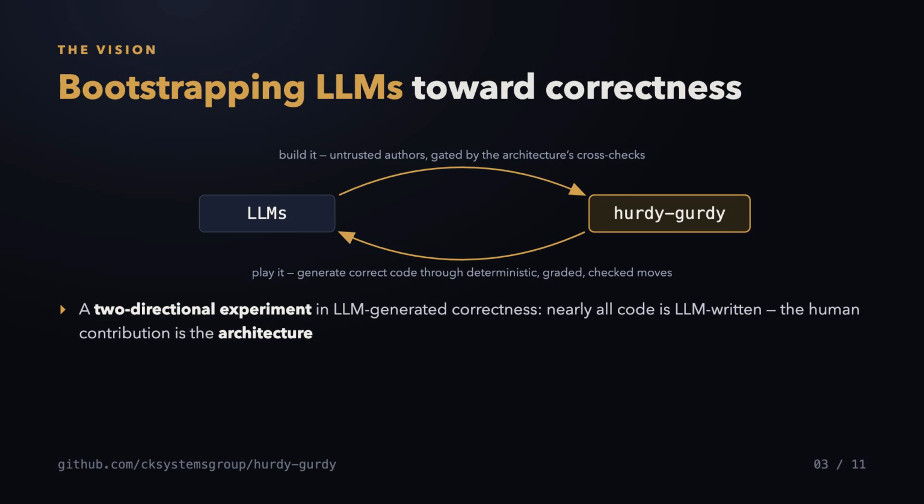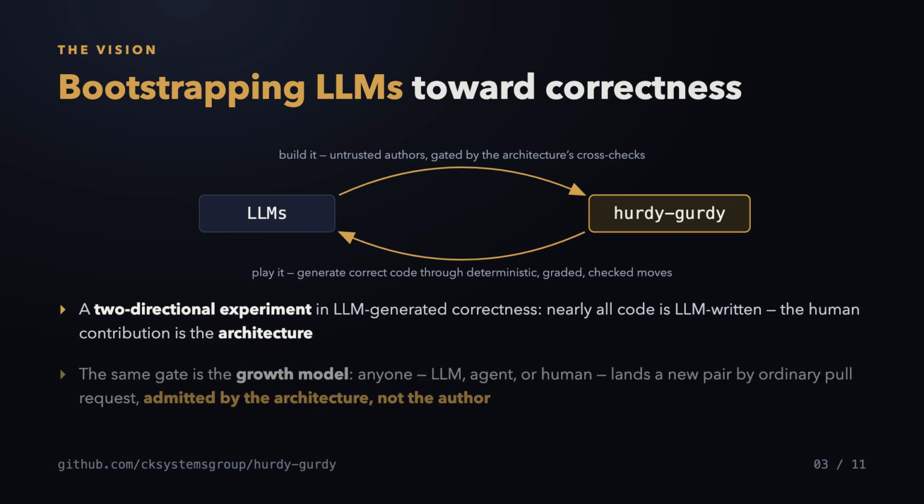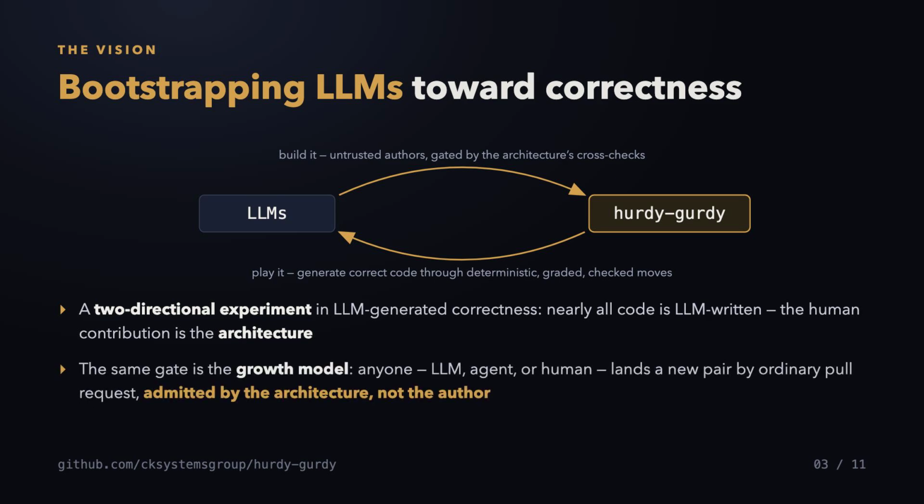And the same gate is the growth model. Anyone, an LLM, an agent, or a human, can add a new language pair through an ordinary pull request, admitted by the architecture, not the author. The paper calls the two sides two planes meeting in one registry and keeps them apart by design. Answers never write, growth never answers.